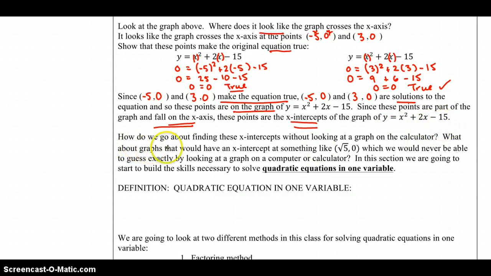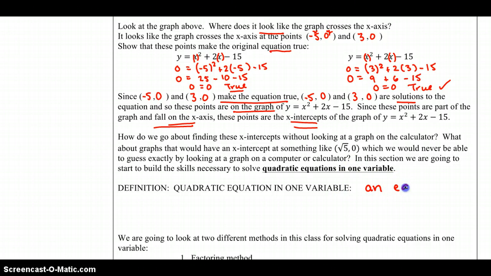Now, how do we go about finding these x-intercepts without looking at a graph on the calculator? And what about graphs that would have an x-intercept at something like the square root of 5, 0, which we would never be able to guess exactly by looking at a graph on a computer or a calculator? So in this section, we're going to start building the skills necessary to solve another type of equation. We've spent a lot of time solving linear equations, and now we're going to look at solving quadratic equations in one variable.